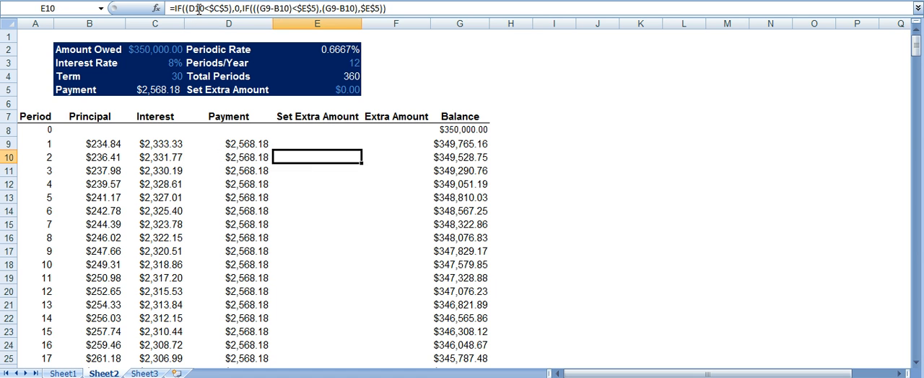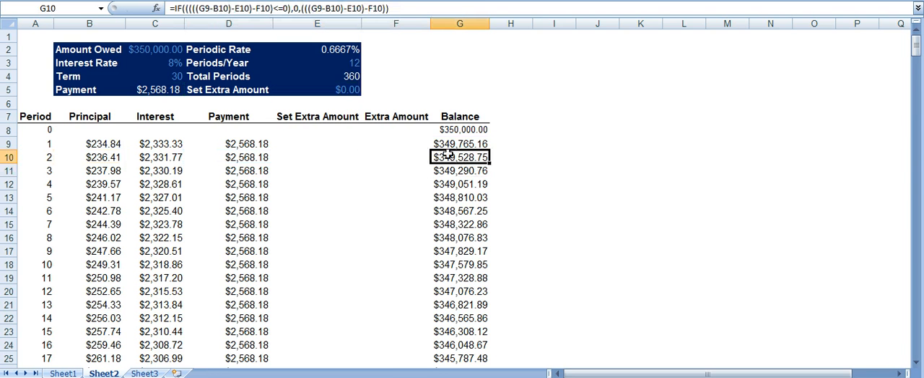The set extra amount as well is interesting. We check and see if this is less than that. If so, we put 0. Otherwise, we check the previous balance minus the principal and see if it's less than the extra payment. If it is, we take the balance, subtract the current principal, and put that for the set extra payment. Otherwise, we pay the payment.